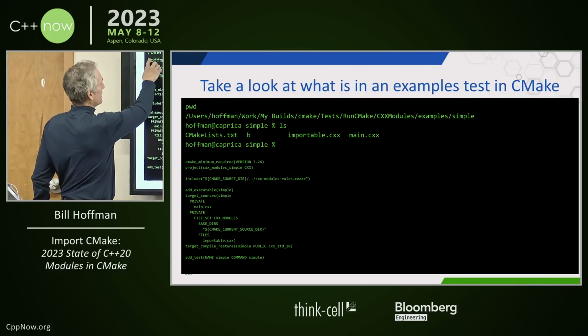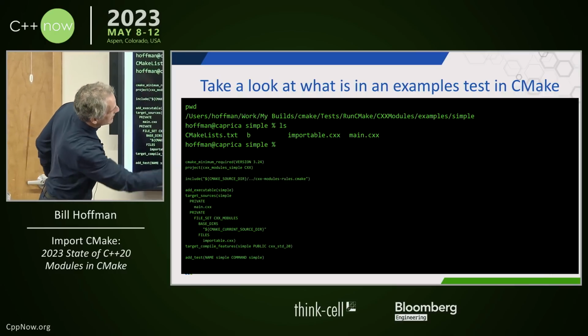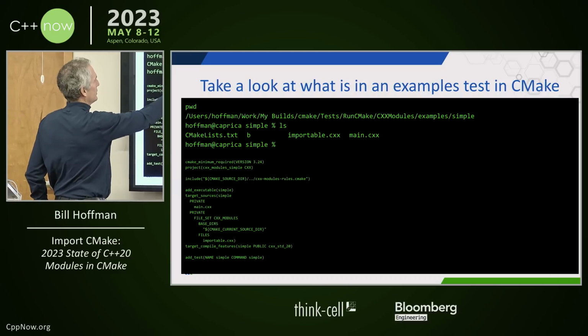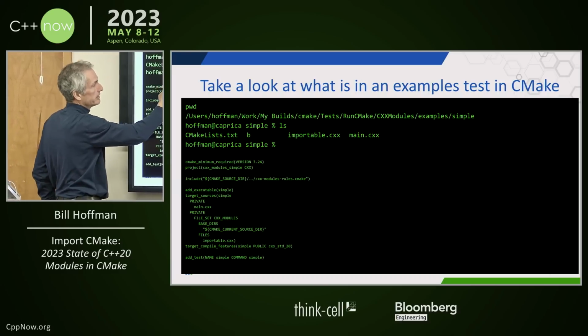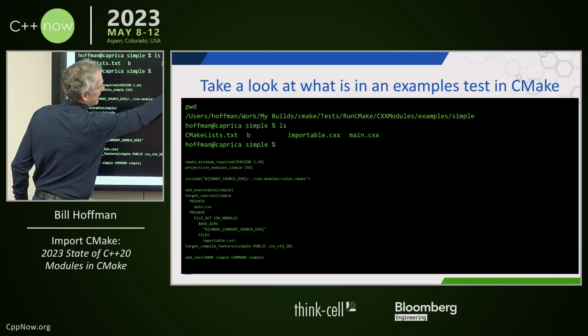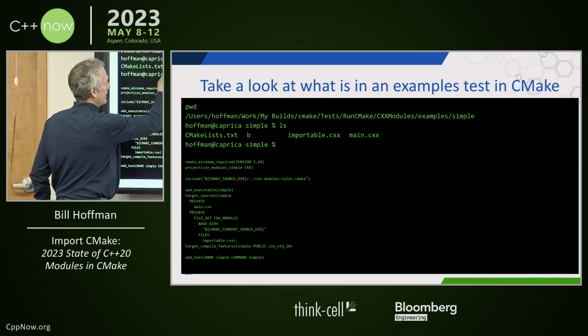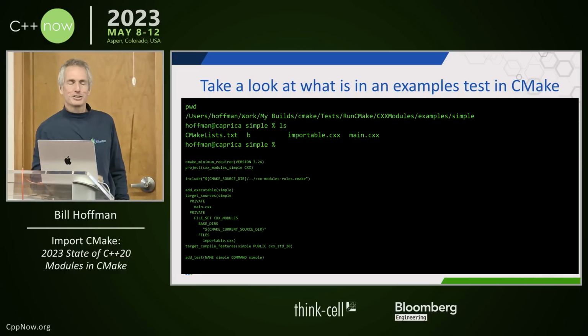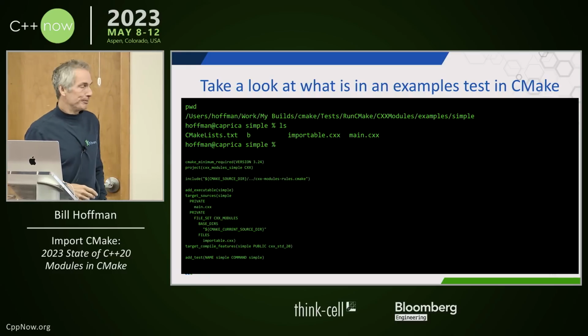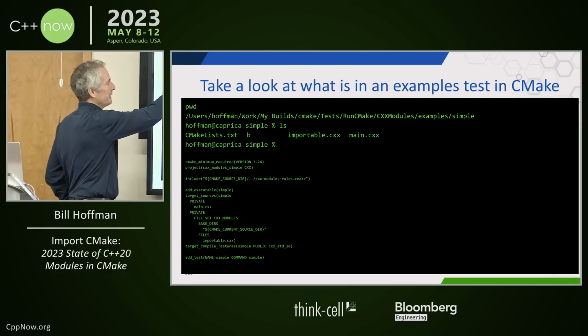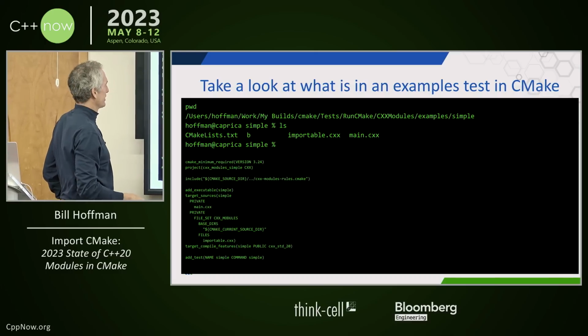The examples themselves. So if I look in, this is simple, and I just do an ls here. There's a CMakeLists file, there's an importable.cxx, and there's a main.cxx. Actually, there's a B there, which is a directory I made for a build, but that wouldn't be there in yours. It would just be a CMakeLists and then a couple files.